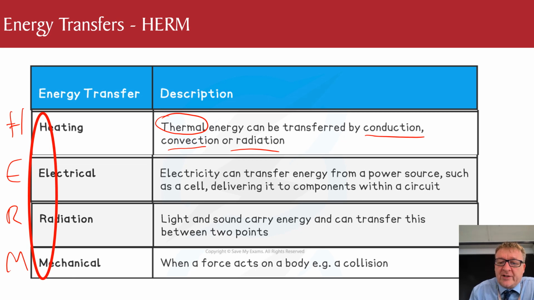Electrical transfer of energy goes from a power source such as a cell, and it is then delivered to something else. Radiation is light and sound, and what they do is carry energy between two points. And the final one is mechanical, when there's a force acting on something. So for example, a collision.